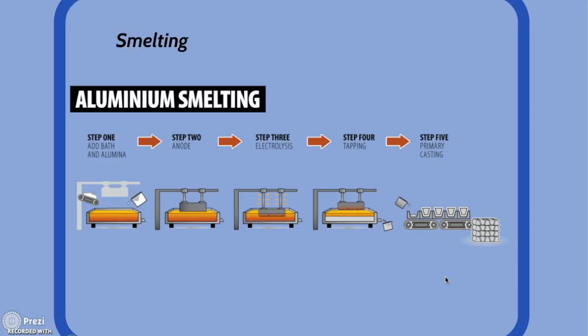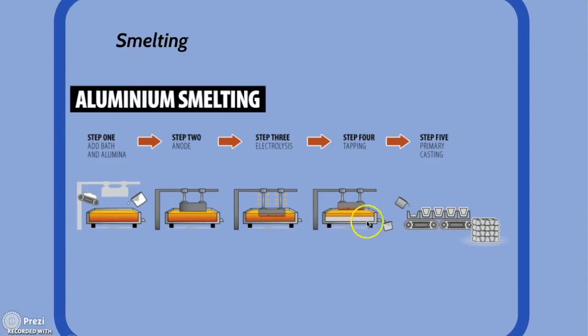The electrolyte is placed in an iron vat lined with graphite, and the vat serves as a cathode. Carbon anodes are immersed in the electrolyte. The electrical current is passed through the molten material, and at the cathode, electrolysis reduces aluminum ions to aluminum metal, and at the anode, carbon is oxidized to form carbon dioxide.